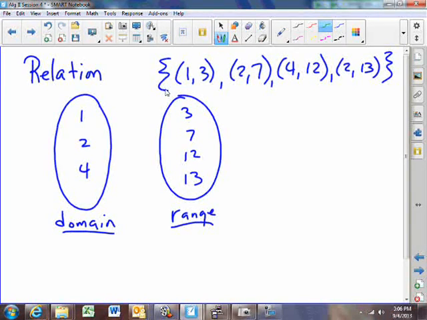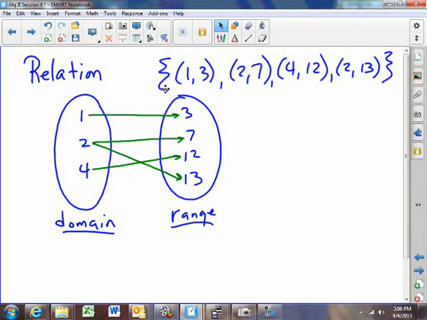Now, a mapping diagram would be when we show how the elements in the domain are matched with the elements in the range. See, we have 1 matched with 3, we have 2 matched with 7, we have 4 matched with 12, and then we have 2 matched with 13. Now, any set of ordered pairs is a relation. But not all relations are functions.